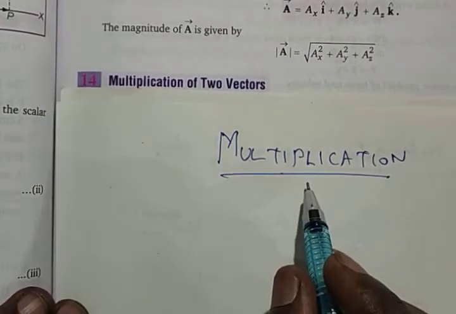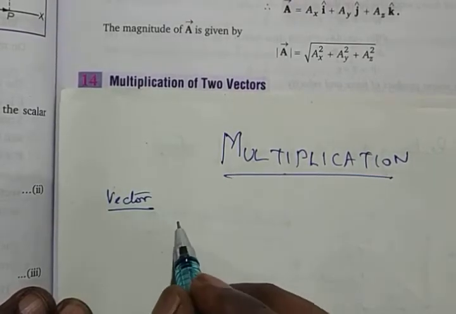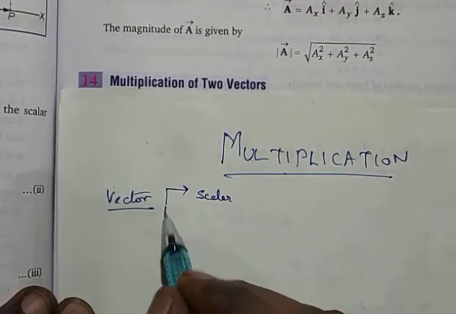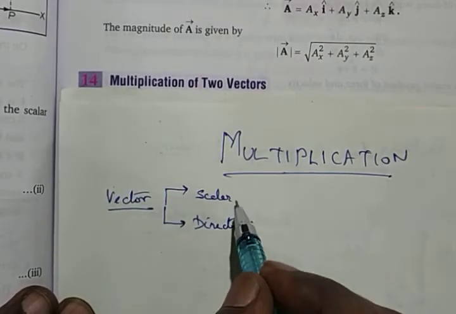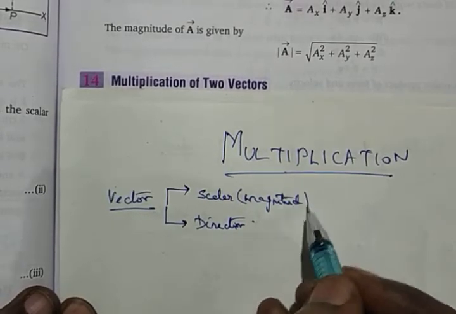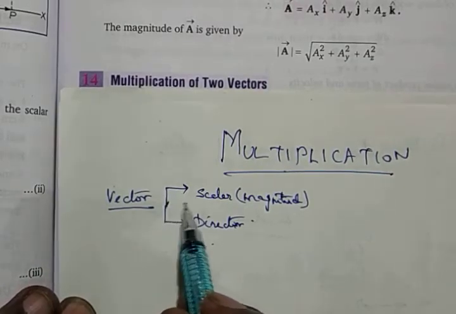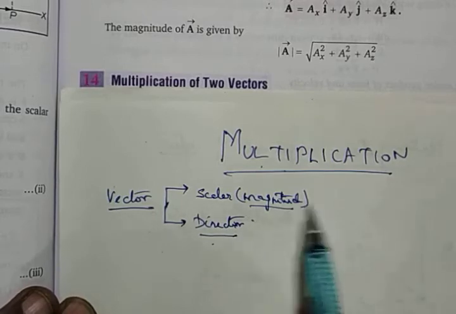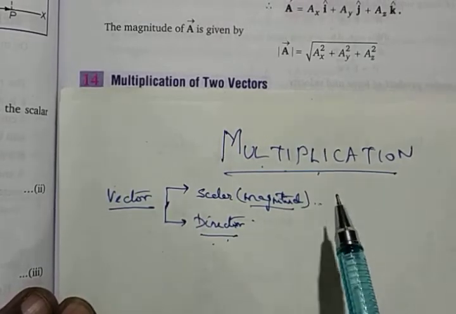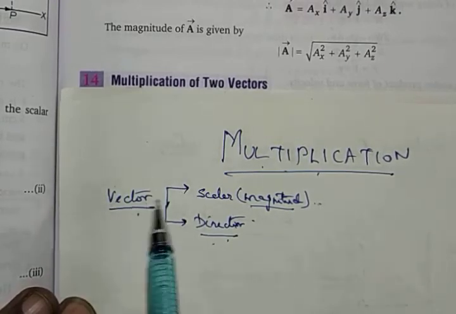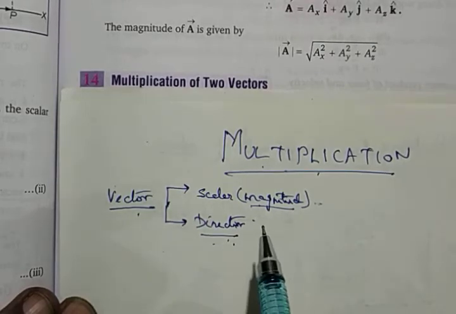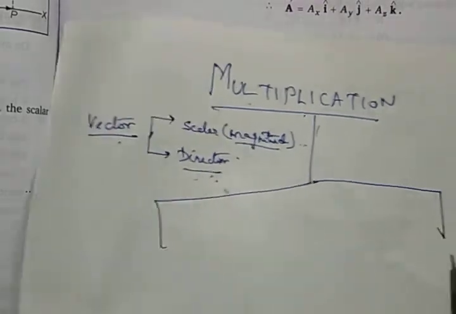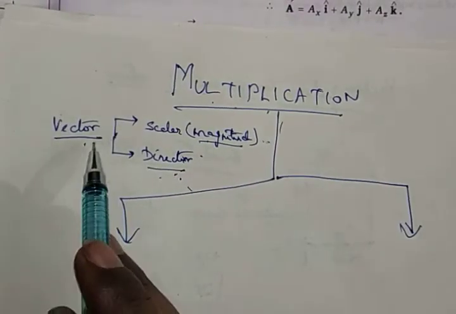Now, before going to multiplication of vectors, let me tell you, a vector itself has two things. We have already been discussing this. It has a scalar component and a direction component, which are called magnitude and direction. So whenever you are multiplying two vectors, remember you're going to multiply the magnitude and the direction also. So the multiplication becomes a little more complicated, because the vector itself has magnitude and direction. Because of these two components, the multiplication of vectors has been broadly classified into two major divisions.